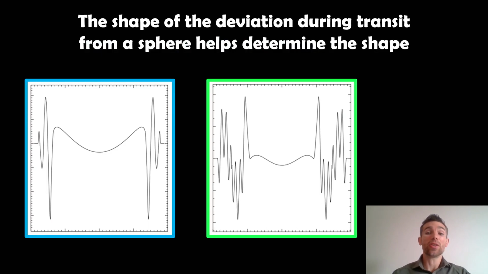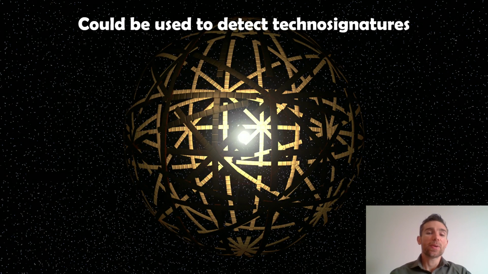So basically, the whole point of this is the shape of the deviation away from the spherical model can help determine its shape, its rotation, its orientation. So we can get lots of information here about the object. And it doesn't have to be an exomoon, an exoplanet, or anything natural. So we do have the ability to detect artificial objects due to this particular technique. And it could be used to detect technosignatures.